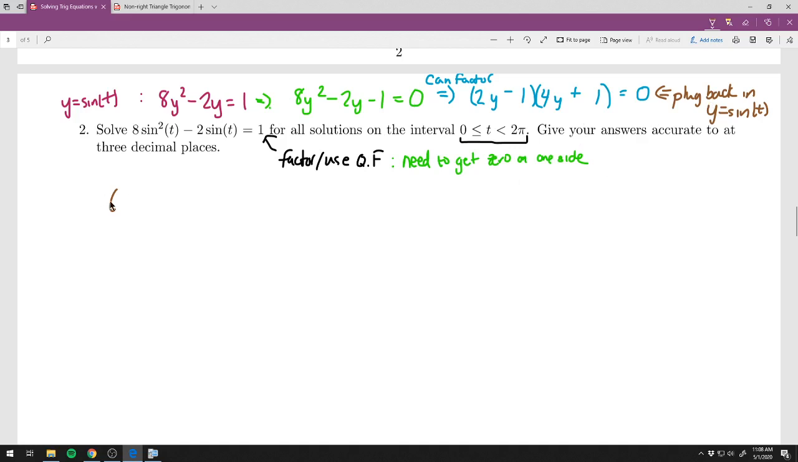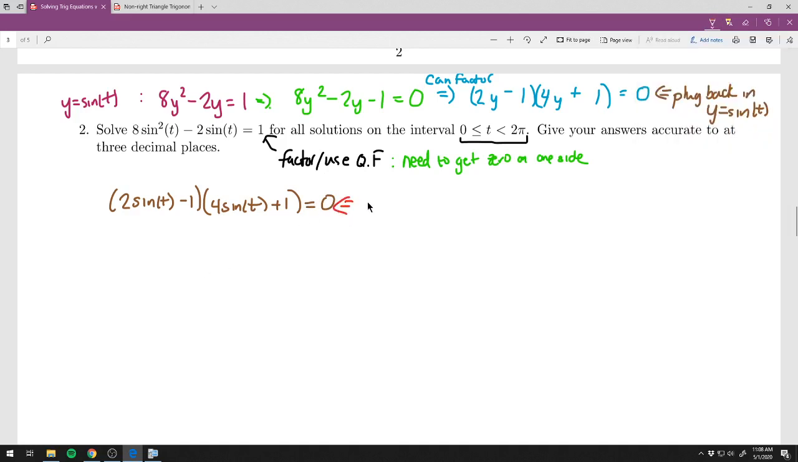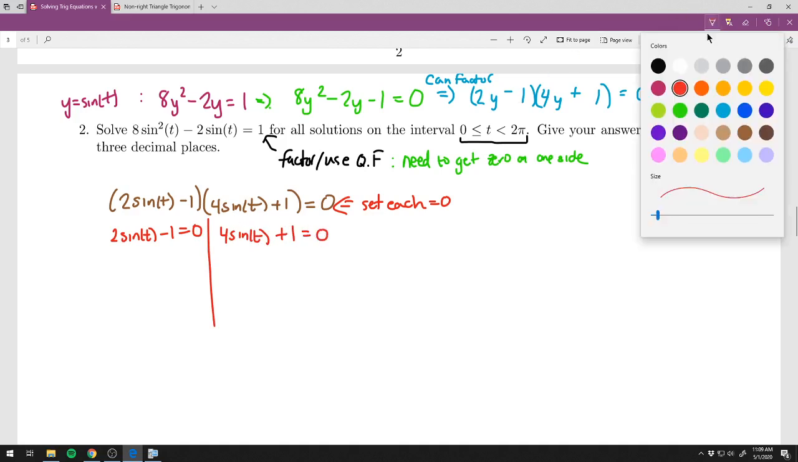which is t. Right, so we got 2 times sine of t minus 1, and then we got 4 times sine of t plus 1 equals 0. Same exact thing as last time. We have two things factored and multiplying and set equal to 0 now. So now we set each equal to 0. We got 2 times sine of t minus 1 equals 0, and 4 times sine of t plus 1 equals 0. And just solve each one.